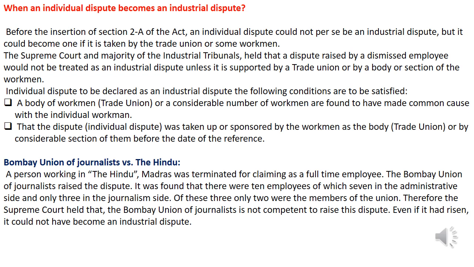Before the insertion of Section 2A of the Industrial Disputes Act 1947, an individual dispute could not be an industrial dispute, but it could become one if it was supported by the trade union or some workmen. The Supreme Court and the majority of the industrial tribunals held that a dispute raised by a dismissed employee would not be treated as an industrial dispute unless it is supported by a trade union or by a body or section of the workmen. So here it is clear, a dismissed employee cannot raise this individual dispute to become an industrial dispute unless it is supported by the trade union.